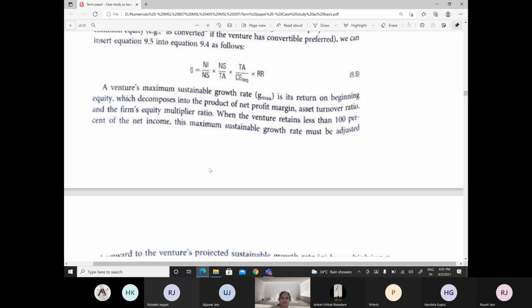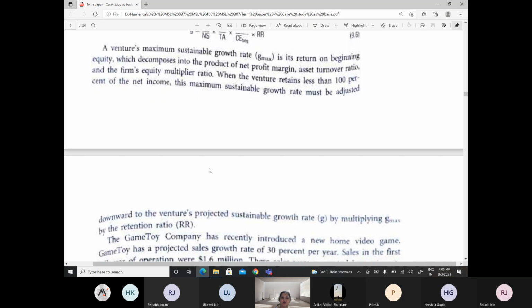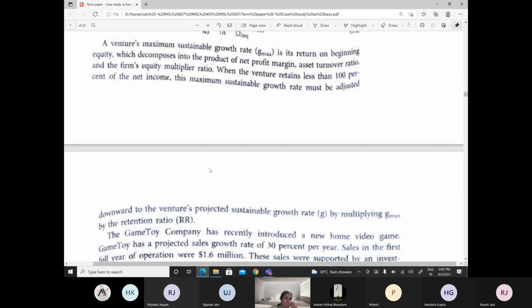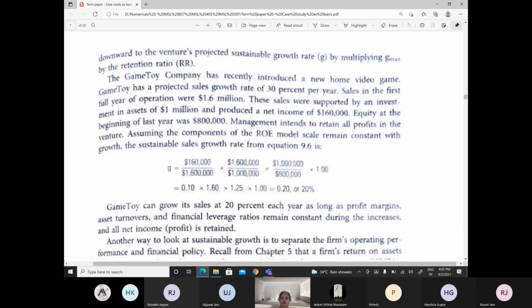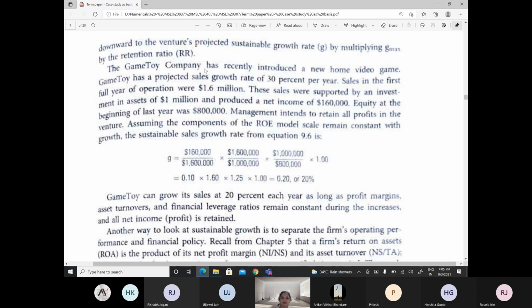A venture's maximum sustainable growth rate is its return on beginning equity, which decomposes into the product of net profit margin, asset turnover ratio, and the firm's equity multiplier ratio. When the venture retains less than 100% of net income, this maximum sustainable growth rate must be adjusted downwards to the venture's projected sustainable growth rate by multiplying Gmax by the retention ratio. Okay. So let us look at an example on the kind of data that you will be given to calculate this.